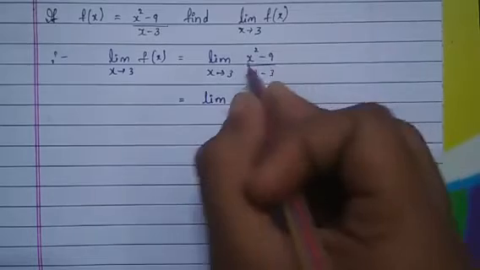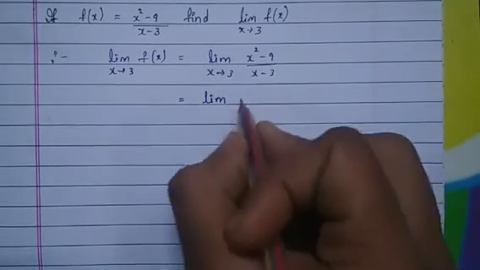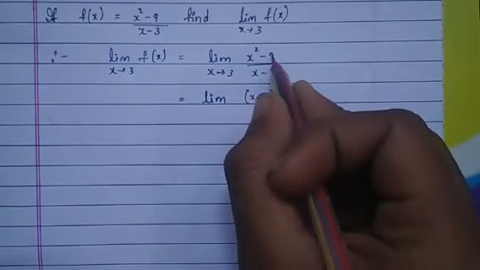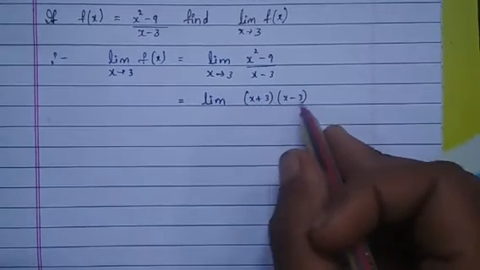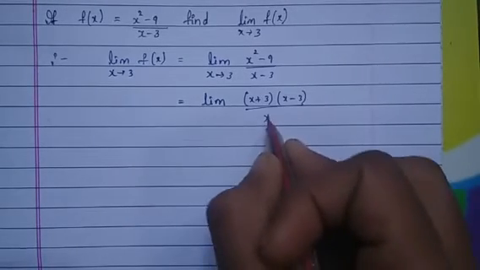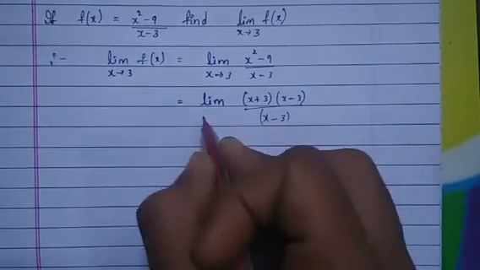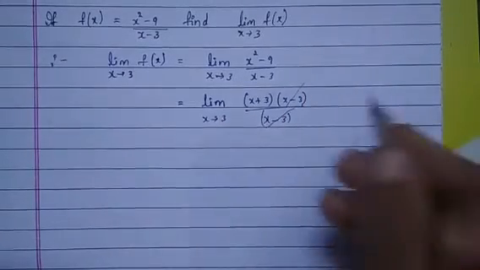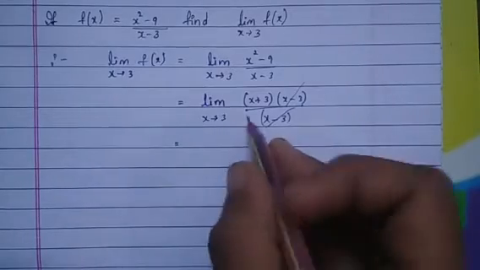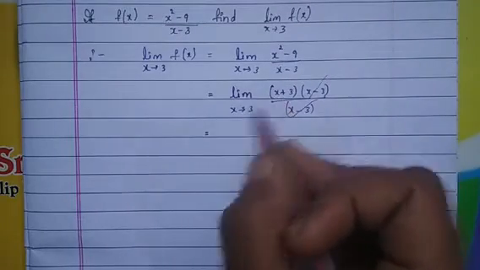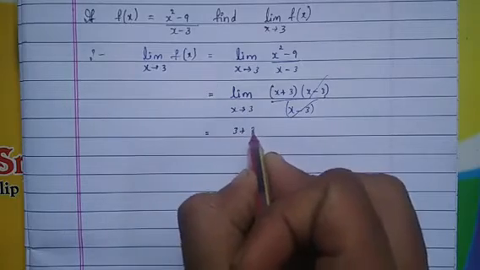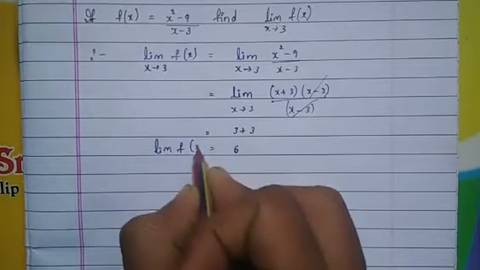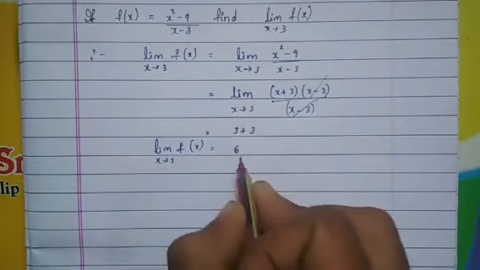limit of x square minus 9 is of the form x plus 3 and x minus 3. It is in a square minus b square form. So I will write it as x plus 3 into x minus 3 over x minus 3 as x tends to 3. In this case x minus 3 gets cancelled. So which is equal to, if I apply the limits, 3 plus 3 which is equal to 6. So limit of f of x as x tends to 3 is equal to 6.